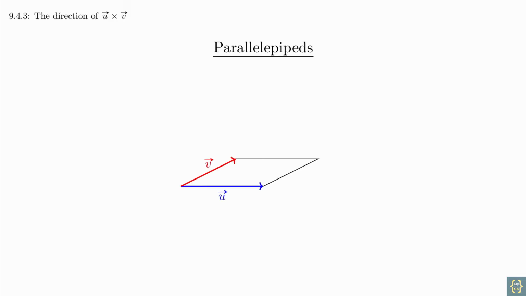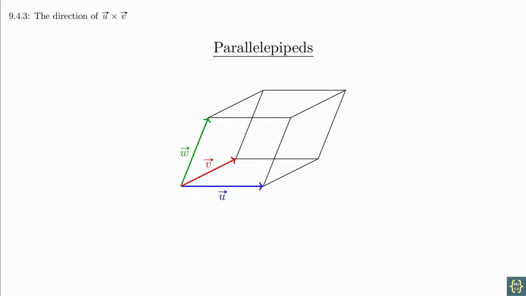With two vectors, we can form a parallelogram. Notice that this is a flat object. With a third vector, we can get a volume by branching out into a third dimension. The use of three vectors forms a parallelepiped. This is just the natural generalization of a parallelogram. It can be thought of as a box with slanted sides.